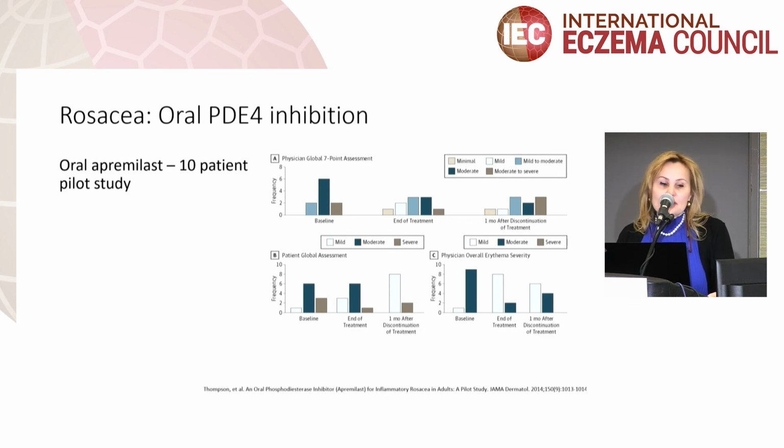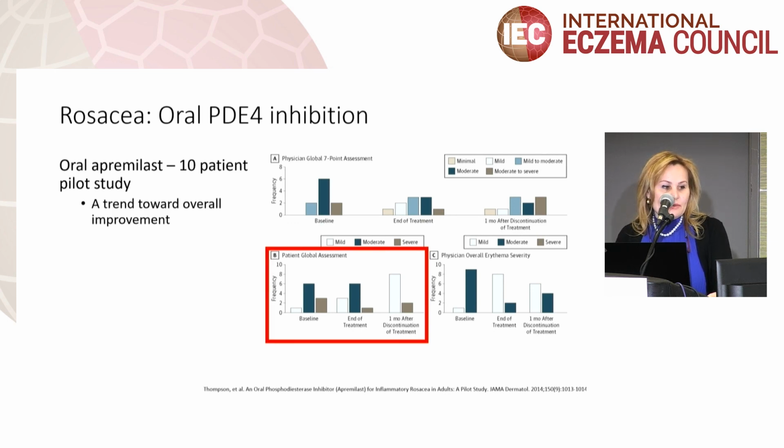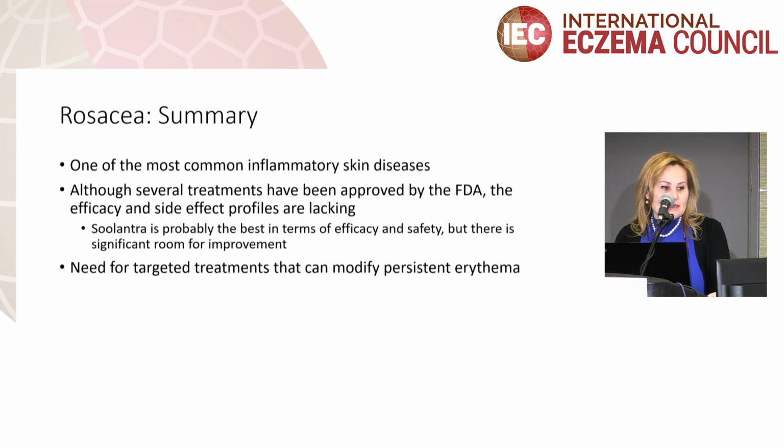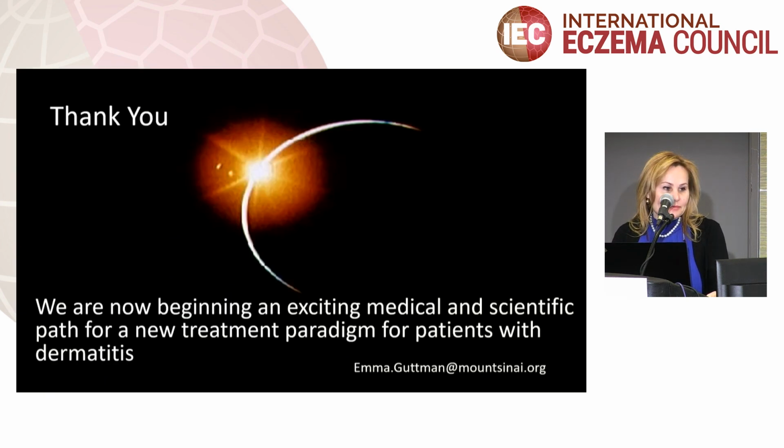In terms of treatment, oral apremilast showed potential promise in 10 patients, a very small pilot study, with a trend towards overall improvement and significant improvement in the erythema, but we need more studies so that we have more treatments. So to summarize, this is one of the most common inflammatory skin diseases, and we are lacking pathogenic-based treatments. Soolantra is probably the best currently used treatment, but we need better treatments that can modify the persistent erythema.